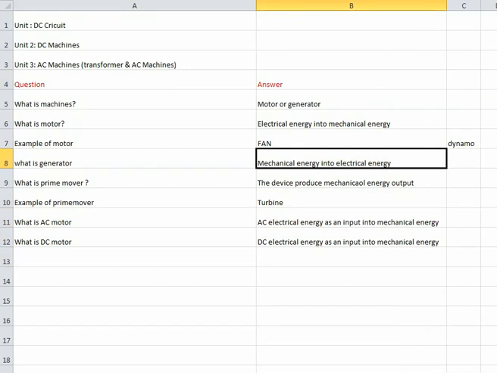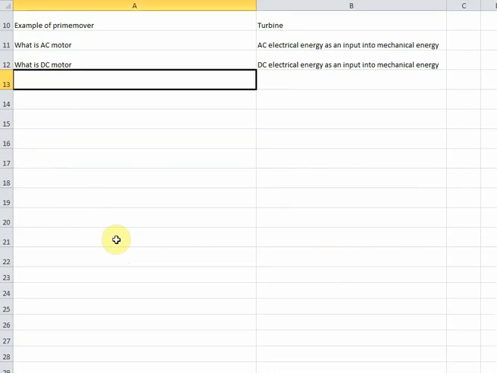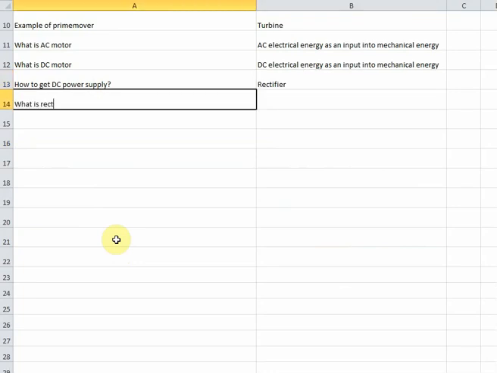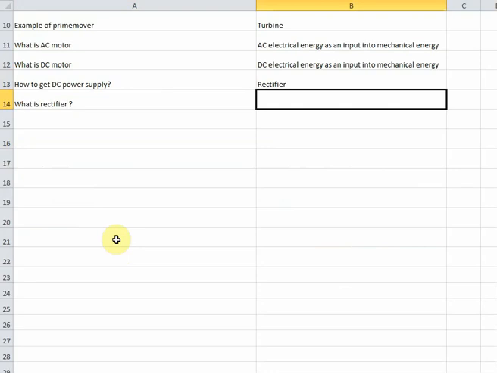Okay, then next question. How to get a DC power supply? Rectifier. For example, you can use the rectifier in your house. Are you using a rectifier in your house? Yes, sir, in the mobile charger. Very good. Then what is a rectifier? It converts AC to DC. In simple terms, it converts AC to DC power supply.